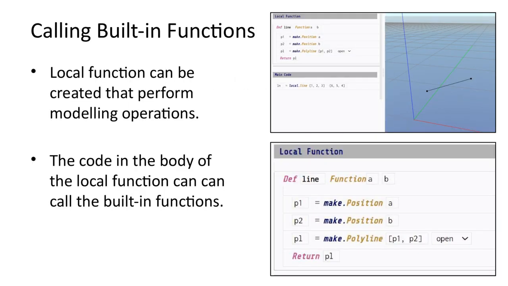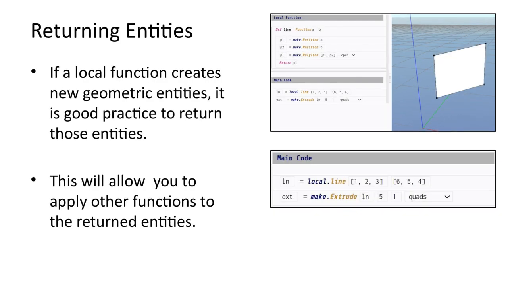The code in your local functions can include all the same constructs as in the main procedure. When you create functions that create geometric objects, it is good practice to return the ID of the new objects. In the example, the function creates a line and returns the ID of the line. When the function is called, the line can then be used for other operations. In the example, the next line of code after the local function call then extrudes the line.